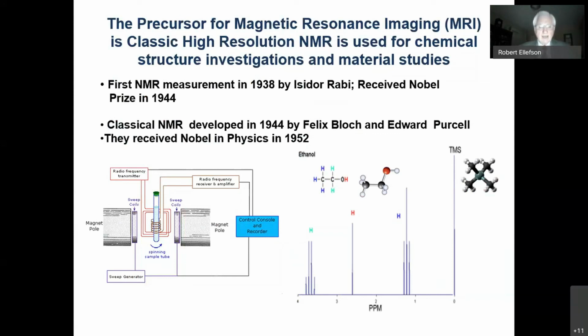Basically, what it describes is a magnetic north and south pole and the magnetic field going through a sample, and the sample experiences RF frequencies at some defined frequency for protons.